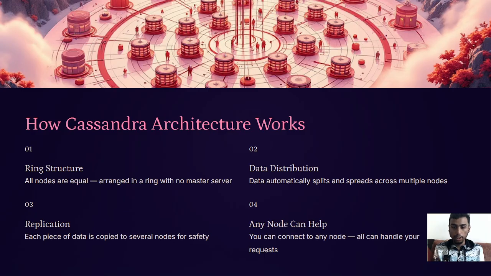Basically it's a ring structure. If we have seen a ring topology, in which the nodes are connected in the form of a ring, all nodes are equal. If one node fails, we can get data from another because it is in the form of a ring. The second is data distribution. Data is split and spread across multiple nodes.